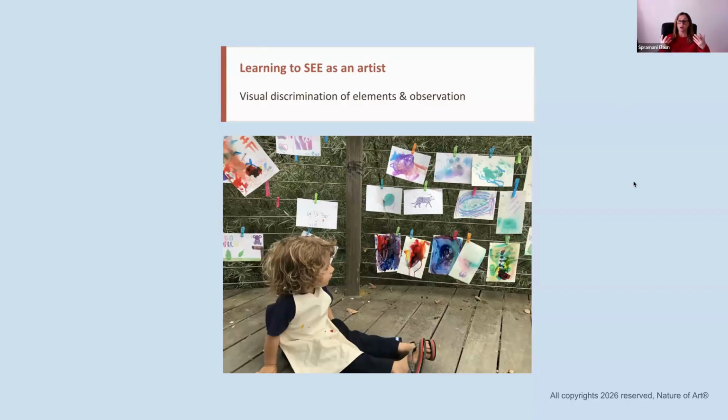Learning to see as an artist is so important, but when we talk to children about art, we need to give them the vocabulary and the words that they need to actually interpret or to talk to you about their artwork. If we teach them these elements in little lessons, we can help them communicate to us. They'll be able to have visual discrimination of the elements and observation, and even communicate with you about what they're observing in the art.